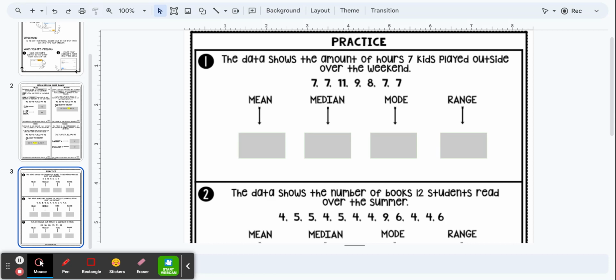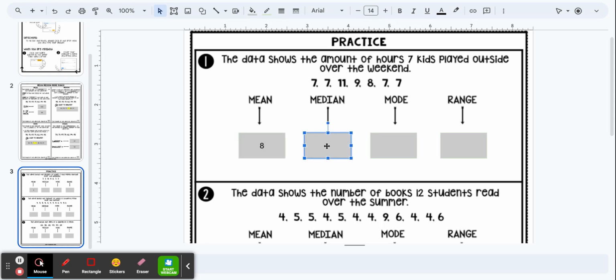Okay, so for the mean, we're going to find the average. So we need to start with our total. We're going to add 7 plus 7 plus 11 plus 9 plus 8 plus 7 plus 7. Our total is 56. Then we divide by however many numbers we just added, which we know is 7. So we're going to divide by 7, and we get a mean of 8.